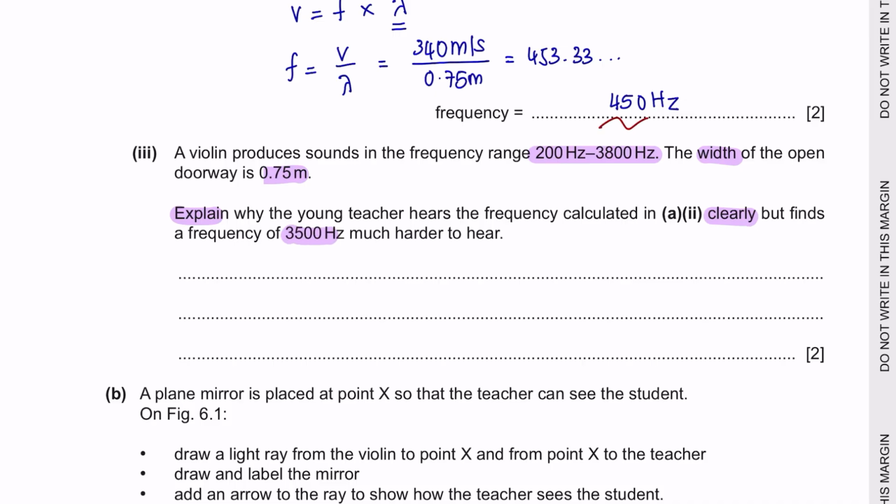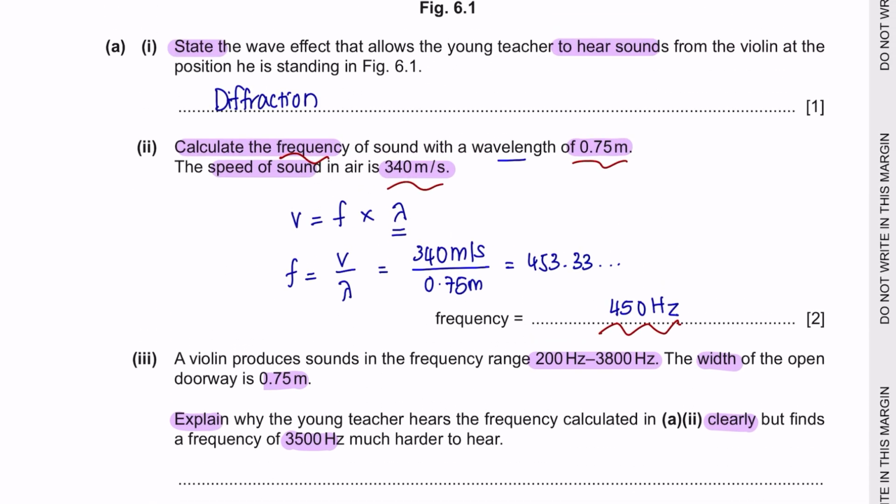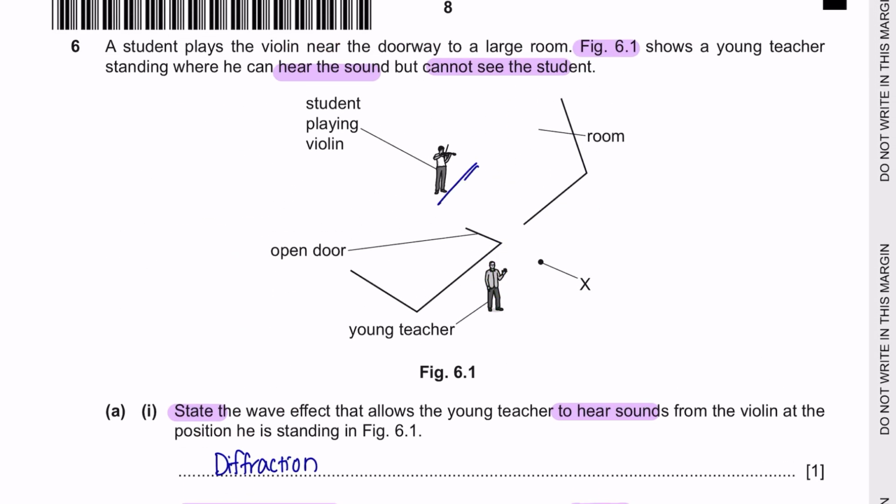The frequency calculated in A Part 2 is 450 Hz, and the one which is much harder to hear is 3500 Hz. Now, a higher frequency means the wavelengths are closer to each other. So if the wavelength is small in comparison with the size of the gap, which is much larger than the wavelength, it will cause the wave to diffract less. Therefore, it will be harder to reach the teacher in this position.